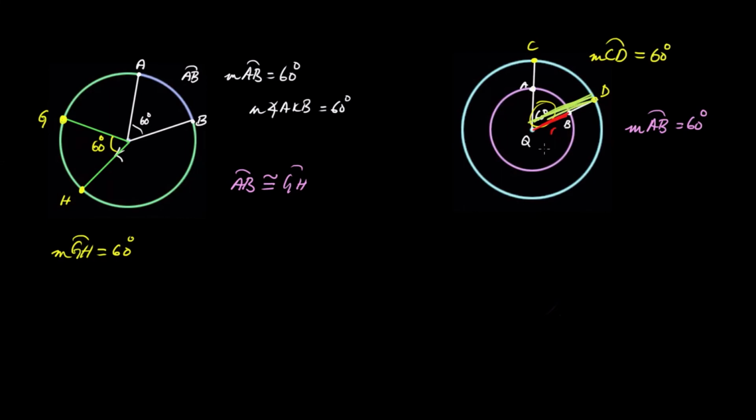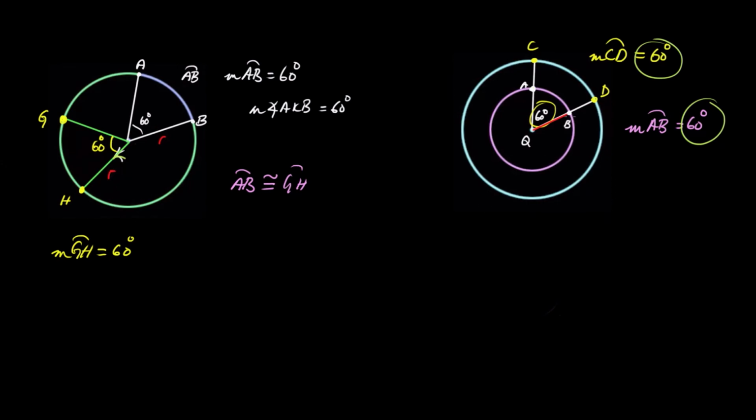So for two arcs to be congruent, you must appreciate that first they must have the same central angle, like we have over here, arc AB and arc GH. They have the same central angle. Their central angle must be congruent, but they must also be from the same circle, like you see in this first example, circle K, because in this case the radius would be the same.